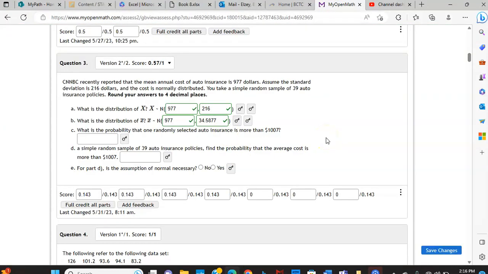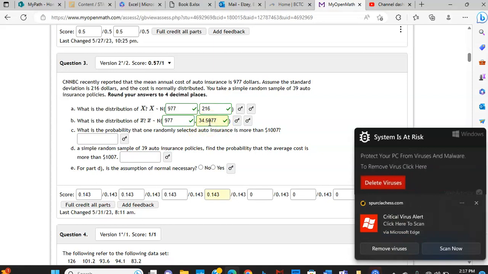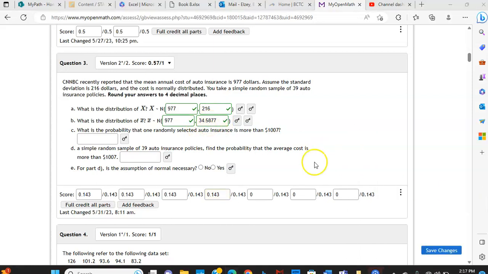Okay, so a simple random sample of 39 auto insurance policies. We want to find the probability that the average cost is more than 1,007. Now we're going to do almost the same thing, but because we have that sample of 39 that was mentioned up above, we have to use the sampling distribution, this one here. So we're still going to use the z-score, but we have to use this new standard deviation. So I'm going to do the exact same thing that I did last time, but with this as my sigma in the bottom.